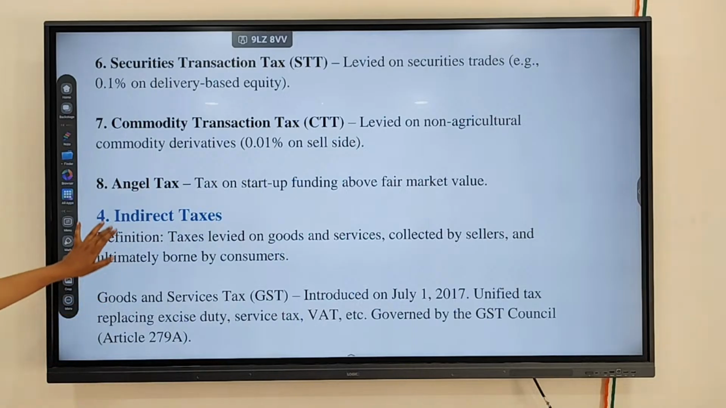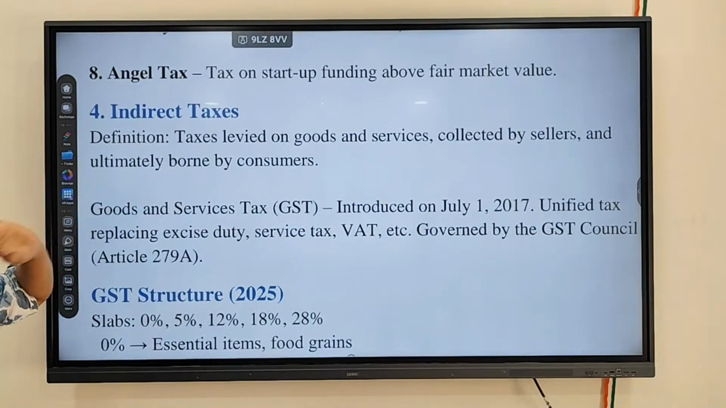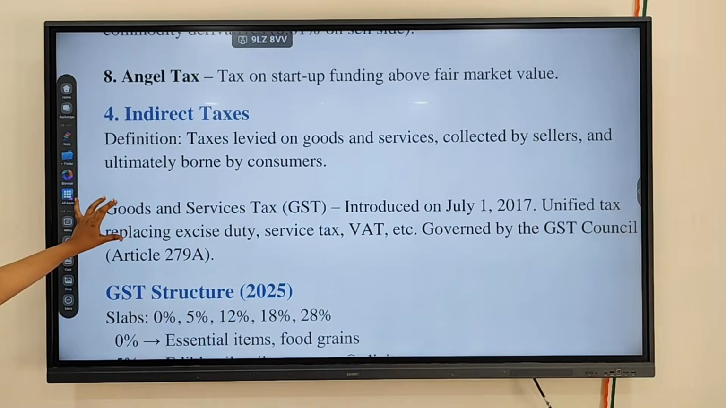Next comes the indirect taxes. That is for goods and for services, where the customer should pay the taxes. On behalf of the customers, the retailers will pay the taxes. Okay.